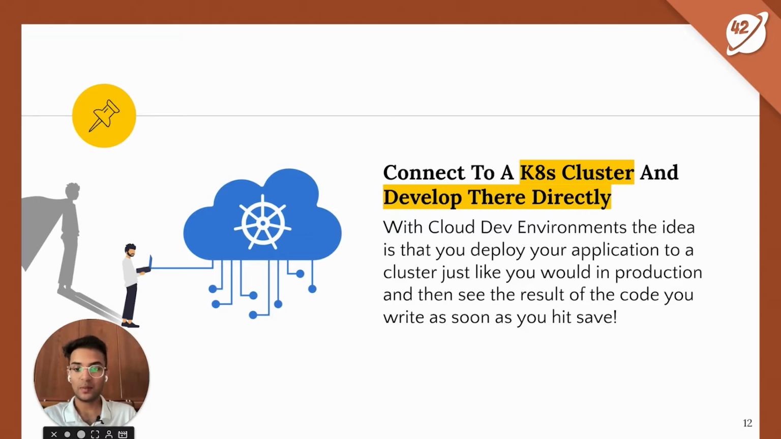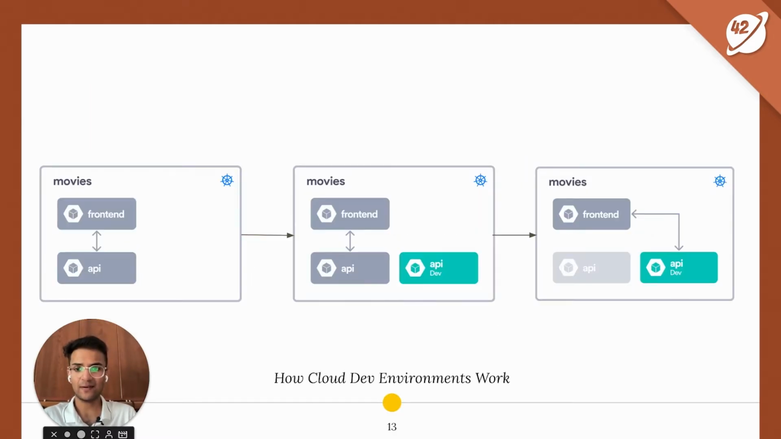To explain this in a bit more detail, let's consider a simple application which has 2 microservices. Now, this is just for explaining, like in an ideal world, you would have around 10 microservices and things would get complicated. But let's just work with a movies application which has a front end which is interacting with an API.